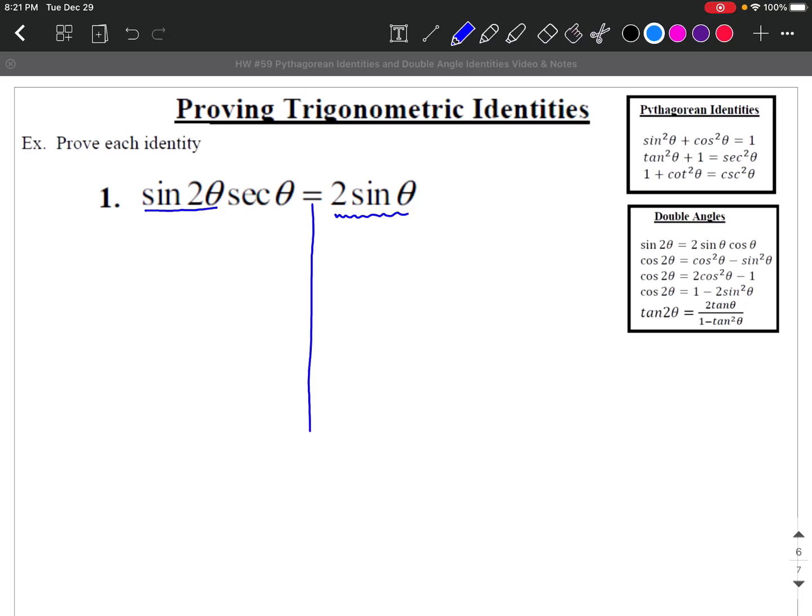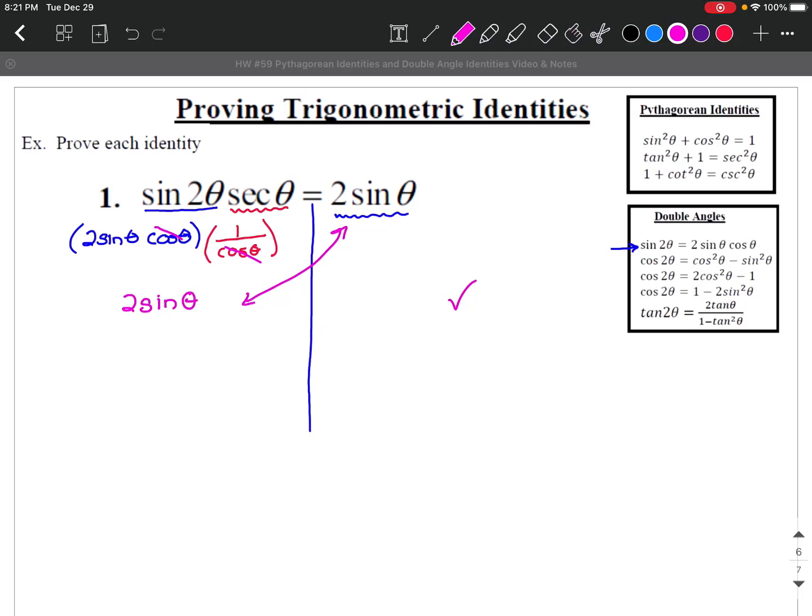So sine 2 theta, there's an identity for that. Sine of 2 theta is 2 sine theta cosine theta times, now secant theta, that's one of our reciprocal functions, that's 1 over cosine theta. Now if I try to multiply these, what happens to the cosines? They divide out, and we're just left with 2 sine theta. Guess what? That matches the other side. We're done. You just did a proof. You proved the trig identity. That's it. That's all that's involved.